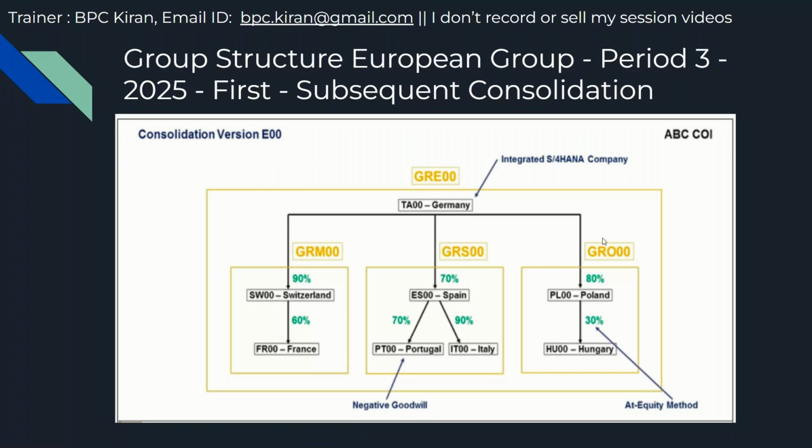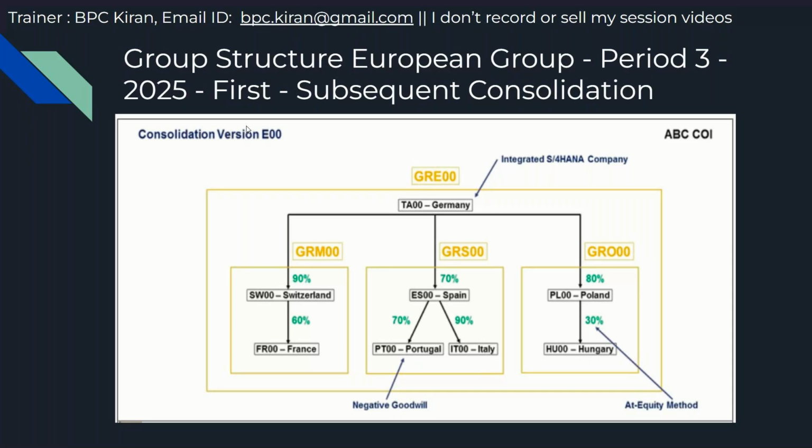So we are going to create three versions. First, we'll start with one version, which is E00 in the course material. We can create any other version. In E00, we start with activity based consolidation of investments, so we will create this particular structure. Using ABC, activity based consolidation, we are going to perform first consolidation in period 3 2025, or whatever period we want. So we are going to perform first consolidation in period 3 2025.